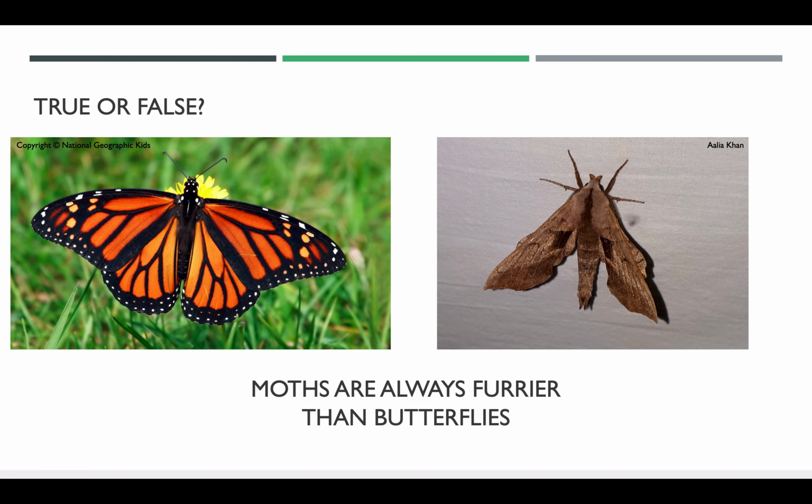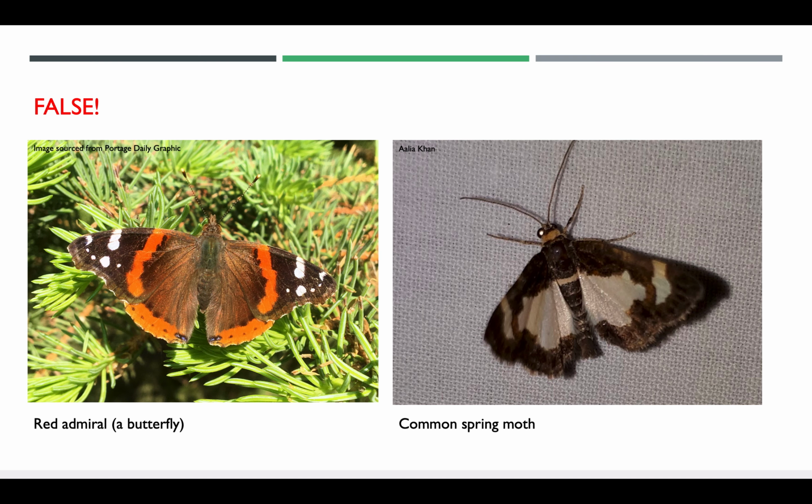All right, another one, true or false, moths are always furrier than butterflies. False, okay. True. Mostly, but not always. Okay, yes, I've written false, but Anne is a little more specific. It is mostly, but not always. Here's a common spring moth on the right, which doesn't look that furry, and a red admiral that kind of looks like it could be a little furry. So yes, but not always, and probably not a good feature to use to tell whether it's a butterfly or a moth.